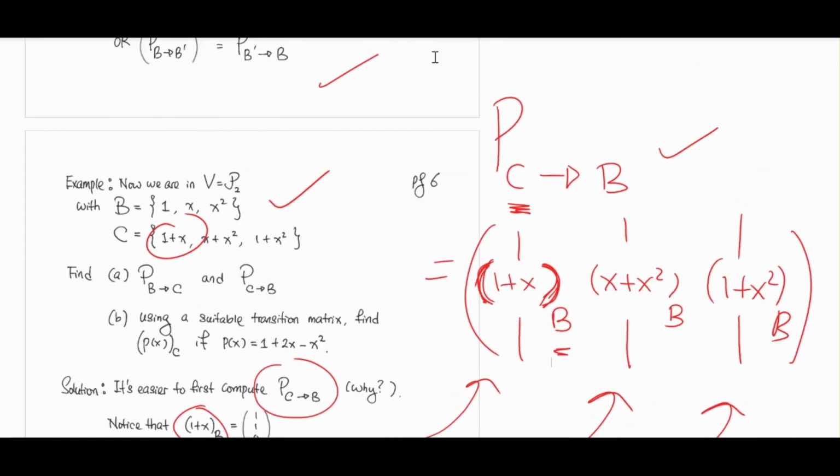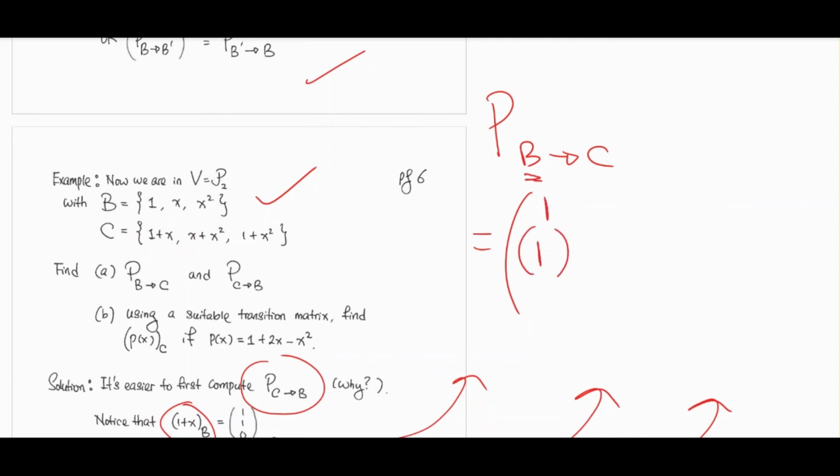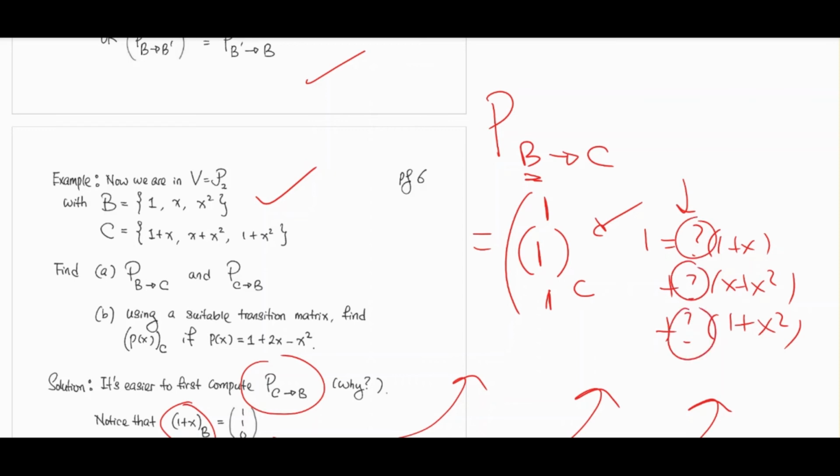The other direction is not so easy. I mean, we can still do it, but it's not so easy to compute B to C. Why is that so? Because to do B to C, we will have to take a vector in B, which is 1, and write it as coordinates relative to basis C. So how do you write 1 equals something times 1 plus x, plus something times x plus x squared, plus something times 1 plus x squared, and we have to figure out what those coefficients are. This is not so obvious, but it is obvious if the standard basis is involved.